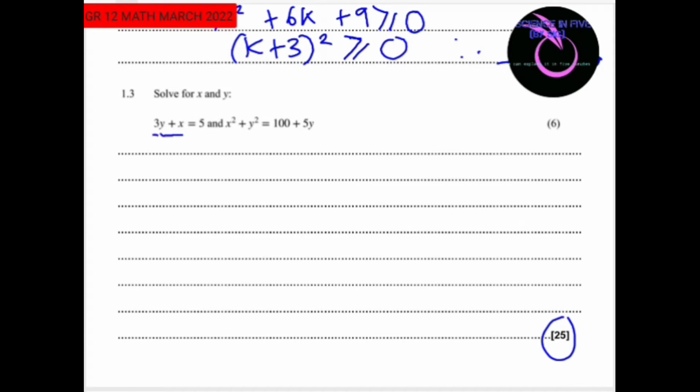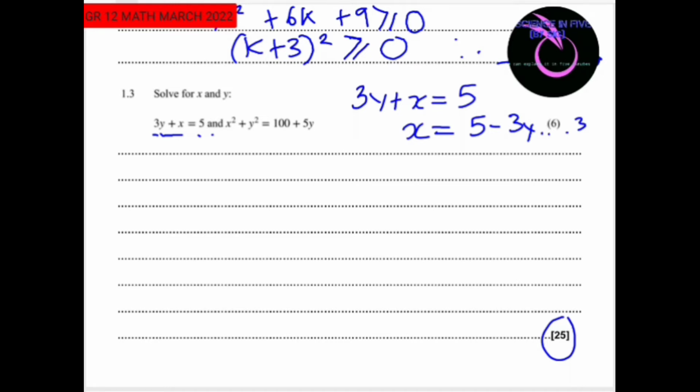I will take this equation that has got no exponents. Because if you look at the second equation, there is exponent, x squared, y squared. So working with this can be a little bit tricky, but take that one. Let's make the x the subject, right? So if I have 3y plus x equals 5, I can end up with x equals 5 minus 3y. And that can be my third equation, right?